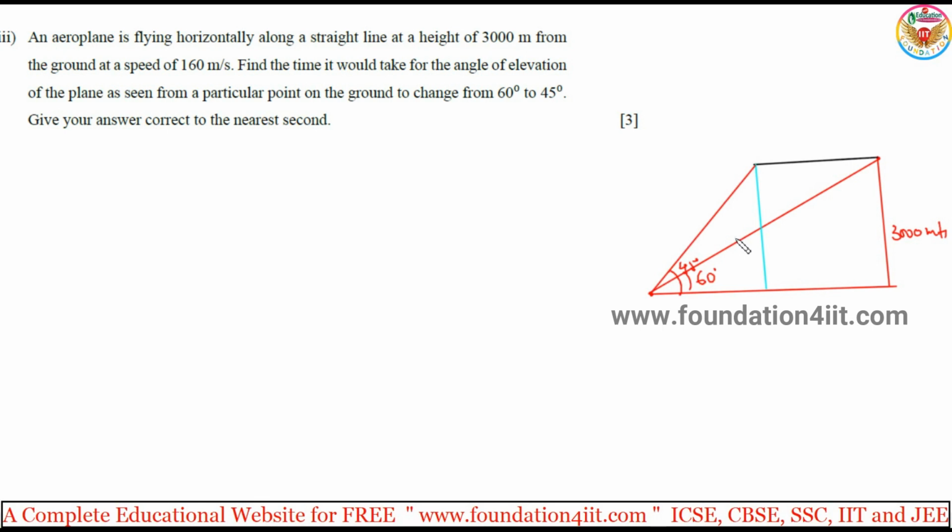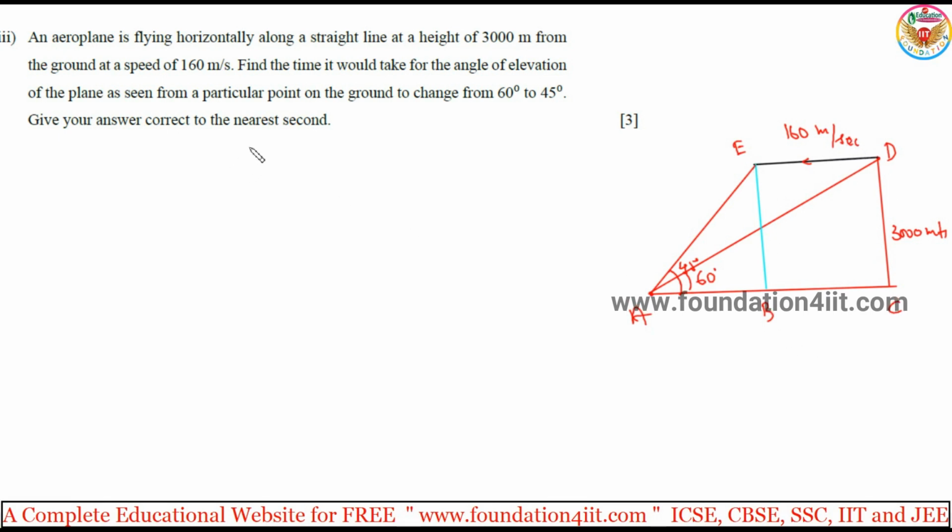Okay, let me take these letters A, B, C, D, and E. So this is the diagram, and from here it is traveling at 160 meters per second, speed from D to E. We need to find out how much time it has taken, right? So we have to find out the distance first. If you know the distance from B to C, speed is 160 meters per second. Time is distance by speed, we can use.